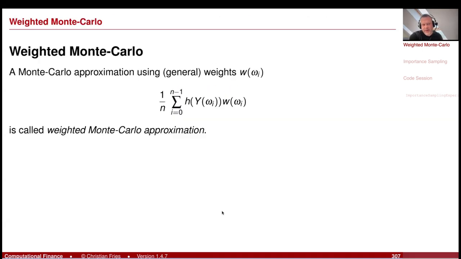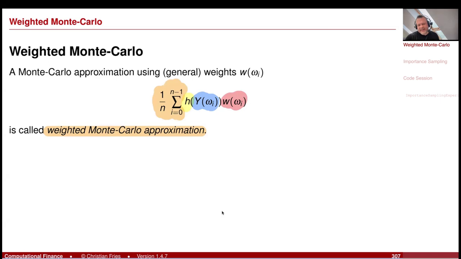of H of X. More generally speaking, if you have a Monte Carlo approximation where you have here inside a random variable Y applied to your sample path omega, and then you have a general weight W applied to this, and you average the weighted values. This is called now weighted Monte Carlo approximation. Yeah, so H of Y multiplied with the weight W of omega i. This is called weighted Monte Carlo approximation.